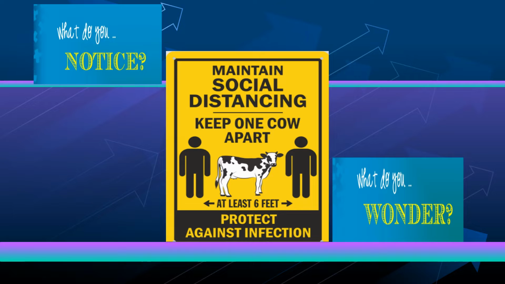What do you notice and what do you wonder about this image? I'm sure none of us want to see signs like this again. But how do you know a cow measures 6 feet? What measurement tool was used to measure the cow? Is there a more appropriate tool that could have been used to measure the cow?